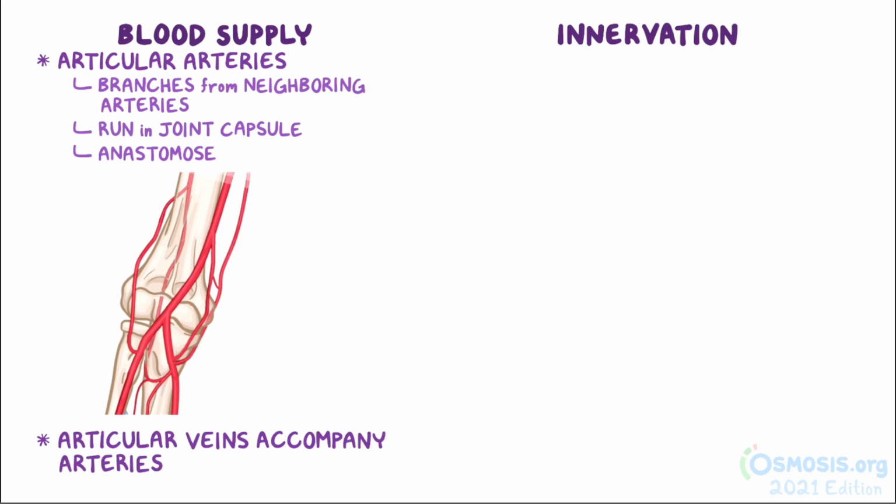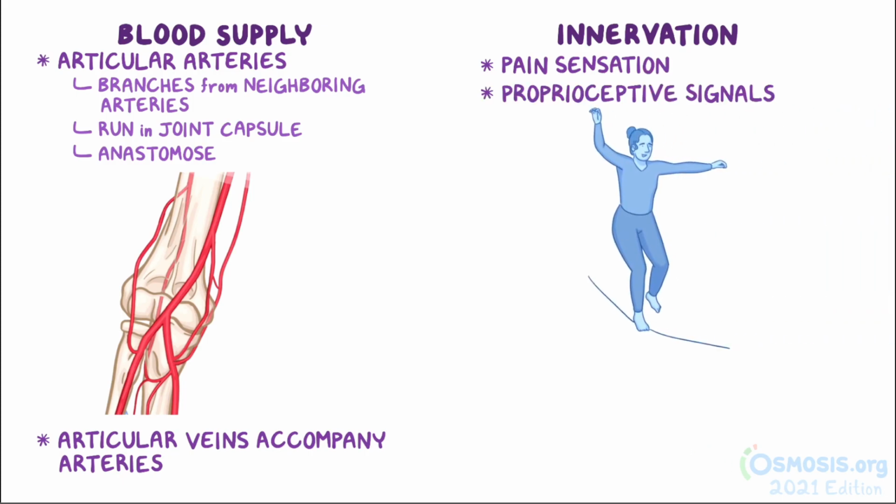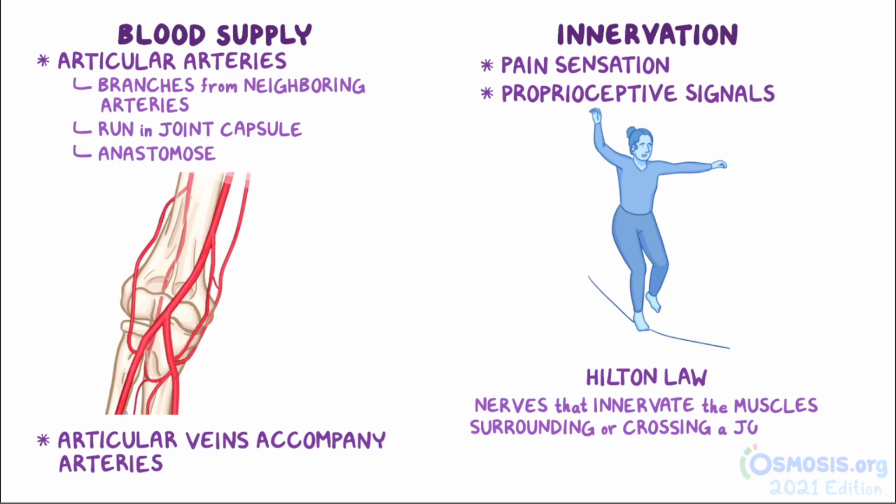Joint innervation is also important for providing pain sensation, as well as proprioceptive signals that carry information about the movement and position of the body. The Hilton law states that the nerves that innervate the muscles surrounding or crossing a particular joint also innervate the joint itself and the skin surrounding it.